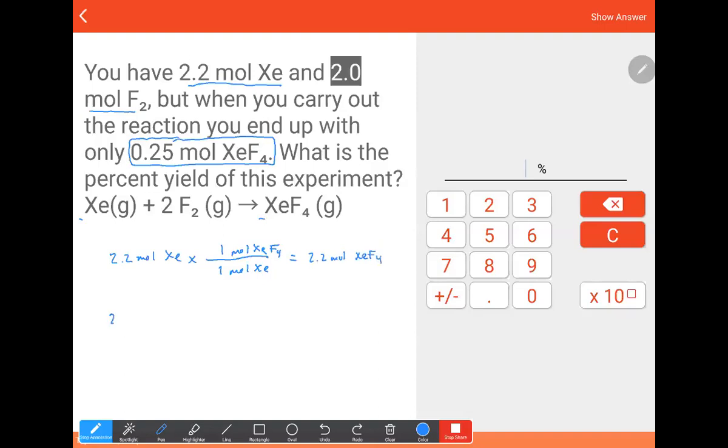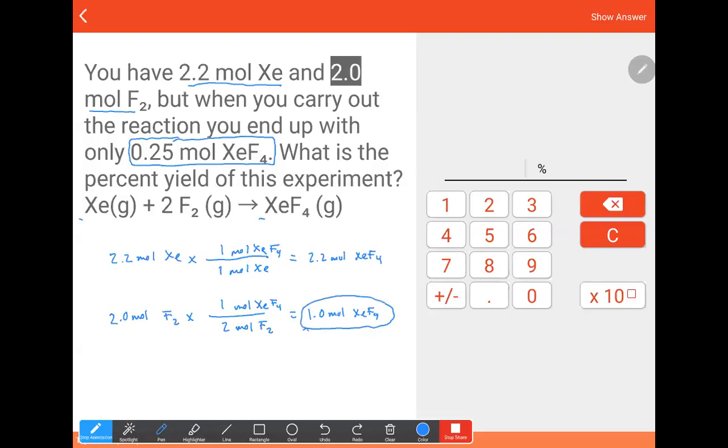With fluoride, we have 2.0 moles. And we're going to get out of moles to our moles of xenon tetrafluoride, and we have a 2-to-1 ratio. So we're multiplying by half, so we only have 1 mole of our product. So this is our limiting reactant here.